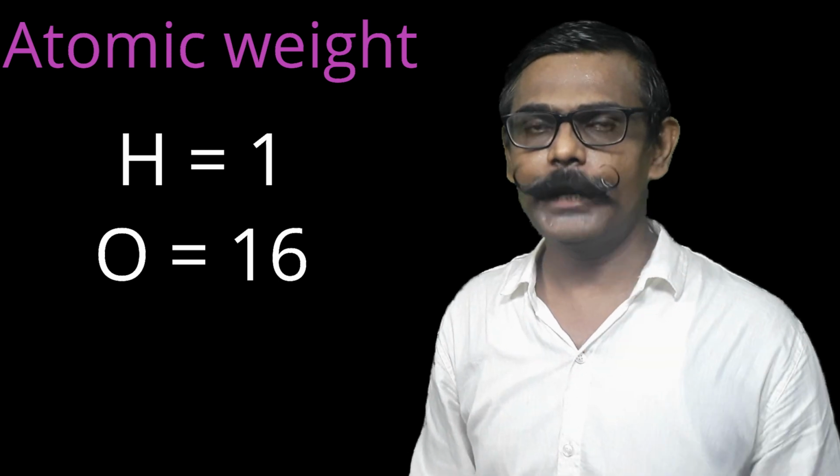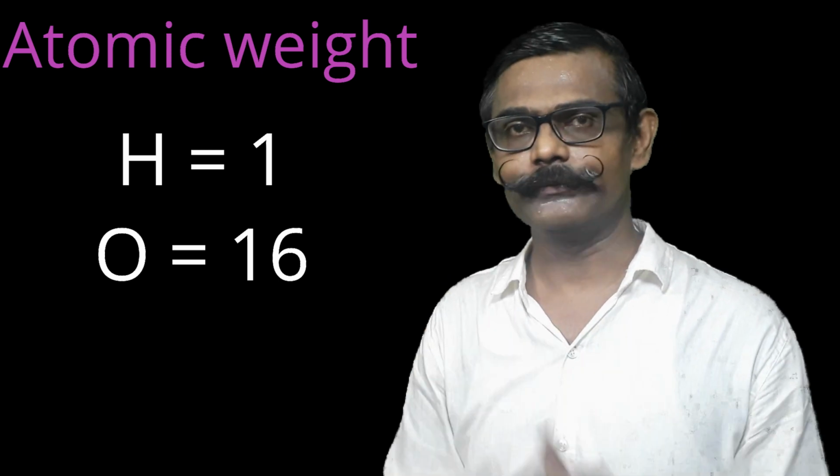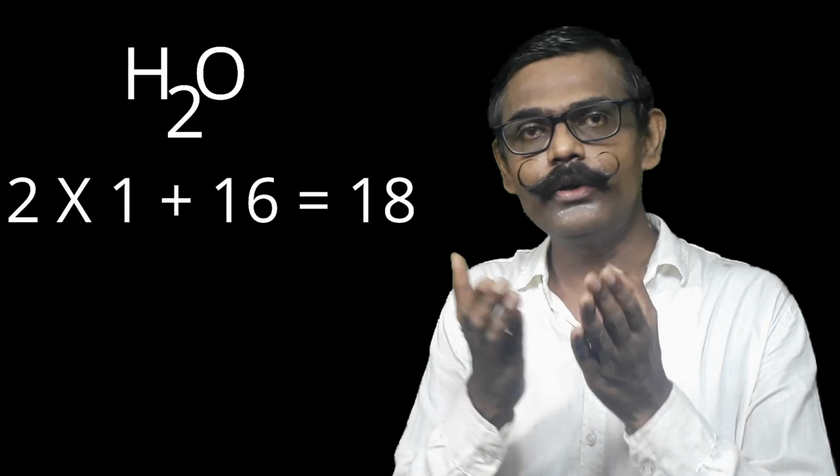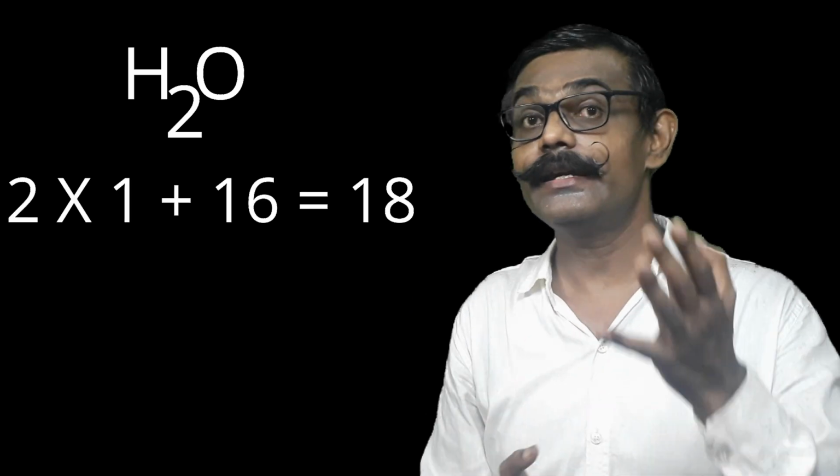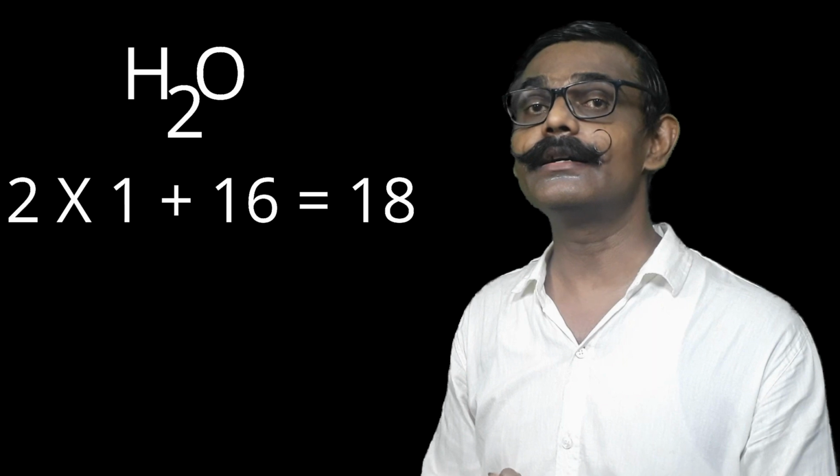Let us see what is the use of Avogadro's number. See, the atomic weight concept you now know. What is the atomic weight of hydrogen? 1. And for oxygen, 16. Okay, we are talking about water now. Water molecule. What is the formula of water? H2O. So what will be the summation of all atomic weights? 2 into 1 plus 16. 18 will be the summation.